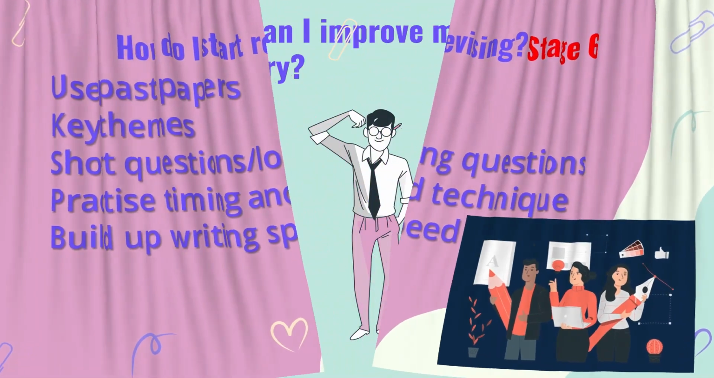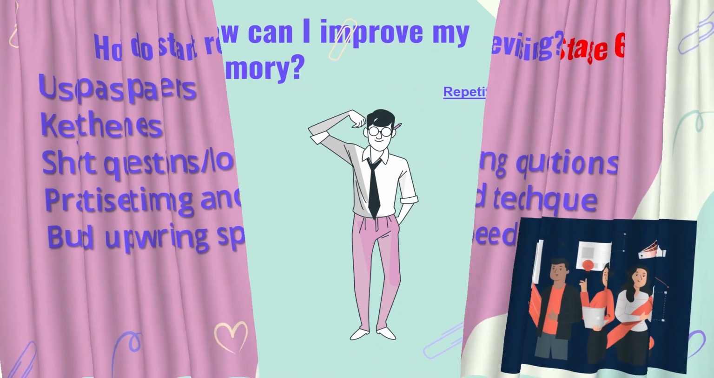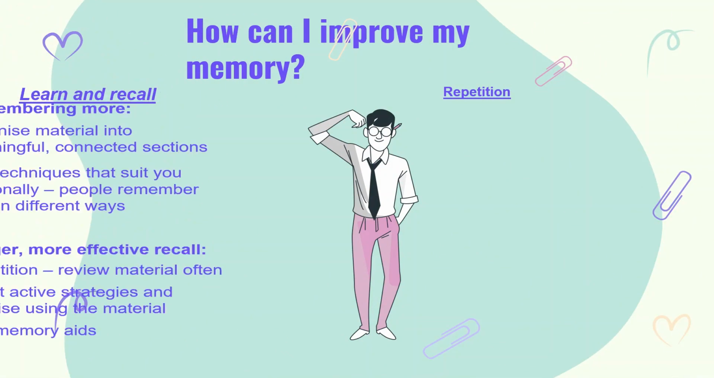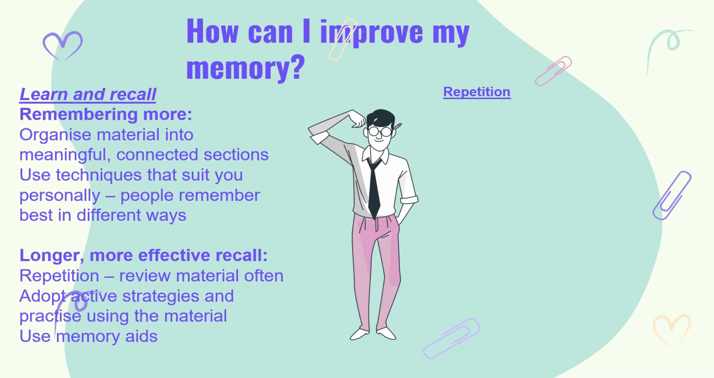And so now we're going to look at how to improve your memory. You can learn and recall, and the idea here is that you just need to remember more. You need to organize your material in a meaningful way that connects sections and use those techniques that suit you personally. People remember best in different ways, mind you. Longer and more effective recall is through repetition. You need to repeat some of the definitions as many times as possible so that you can remember them.